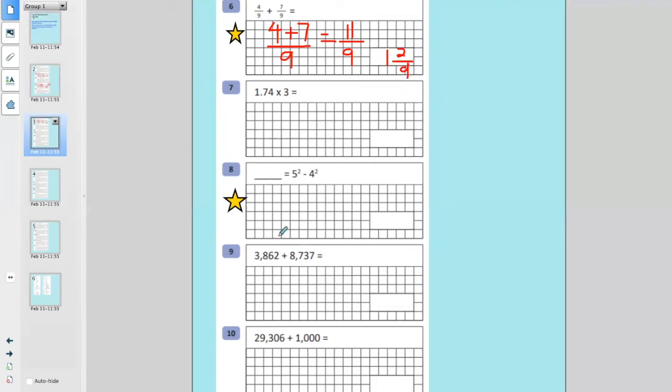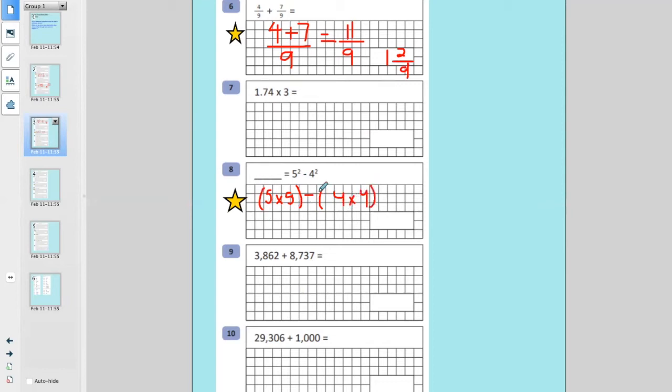Question 8 says something equals 5 squared minus 4 squared. So now remember, squared does not mean times by 2. We are multiplying our base number by itself. Okay, so if we have 5 squared, it's 5 times 5. And I'm going to put that in brackets because we are going to take away 4 squared, which is 4 times 4.